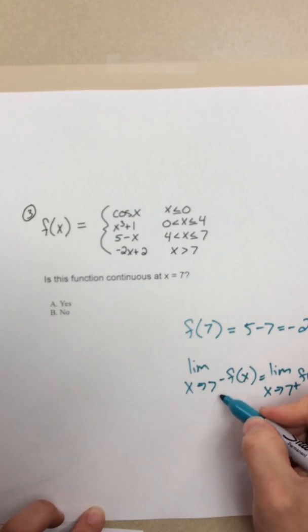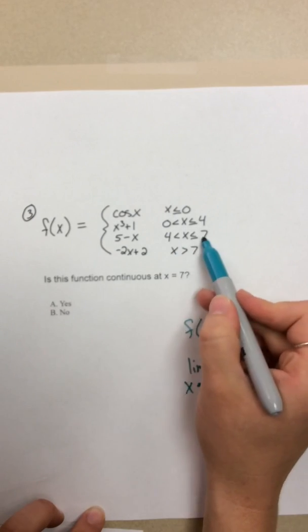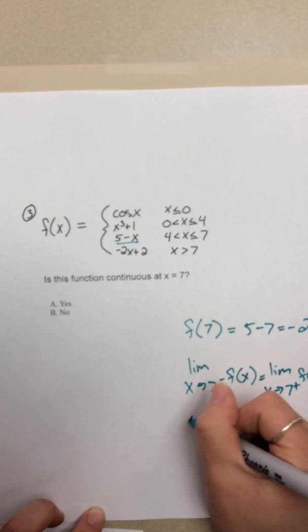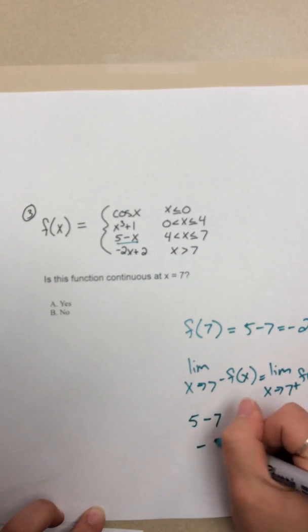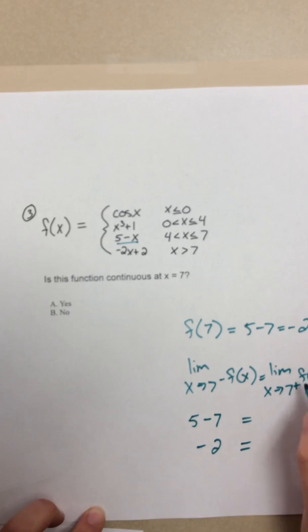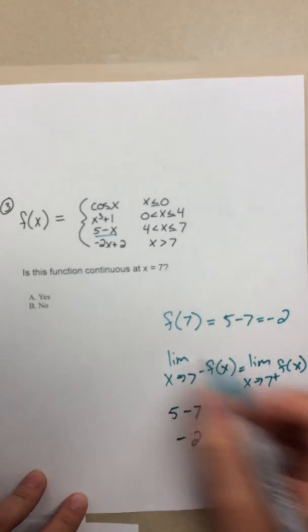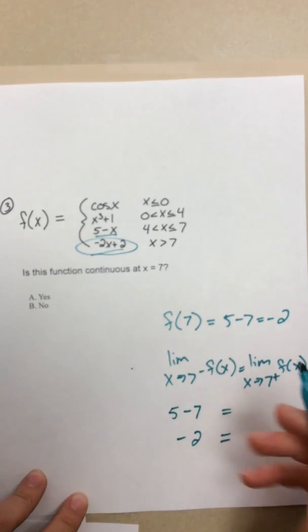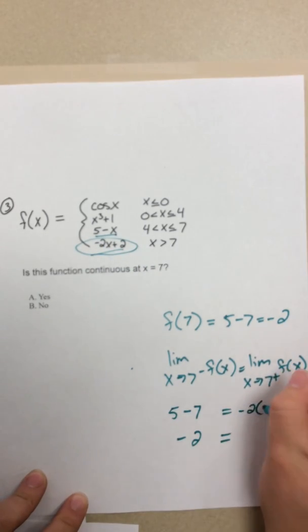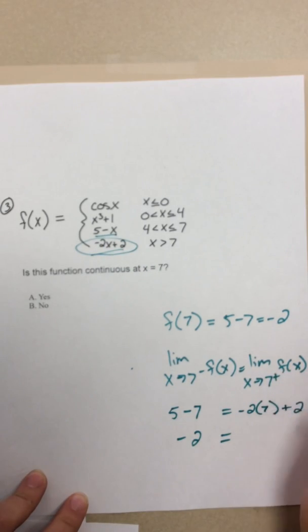And I can see the limit as x approaches 7 from the left would be from 4 to 7, so I'm looking at this part of the function. So I get 5 minus 7, which is negative 2. I want to check, is that equal to the limit as x approaches 7 from the right, which would be down here. Negative 2 times 7 plus 2. Oh no, negative 14 plus 2 is not negative 2.